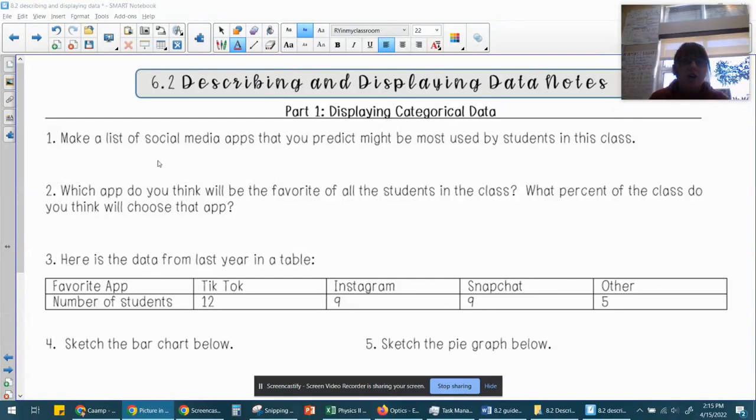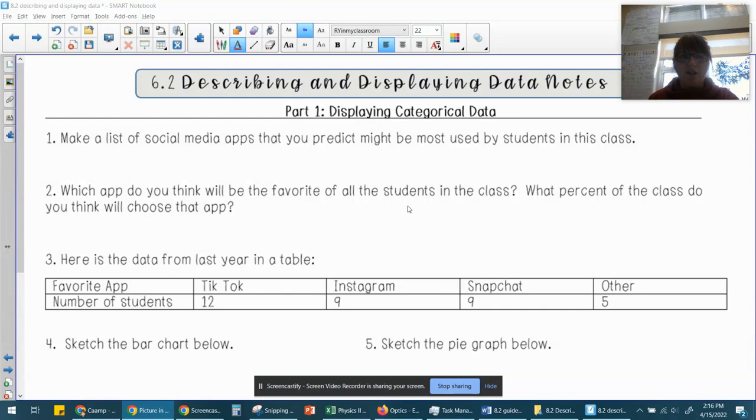Okay, so on your own, let's answer the top two questions. If I was here in class, we would actually collect our class data, but since I'm not here, I'm just going to give you some data to work with. So make a list of social media apps you predict might be most used by students in class, and which app do you think is going to be the favorite? So go ahead and do that.